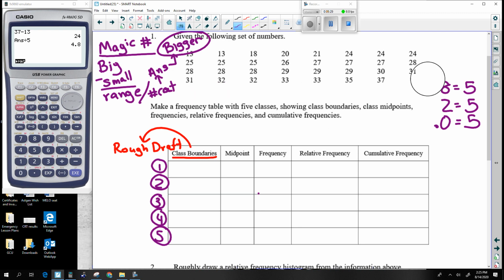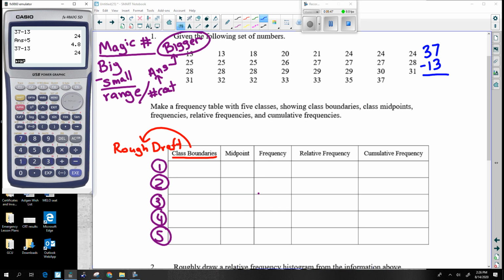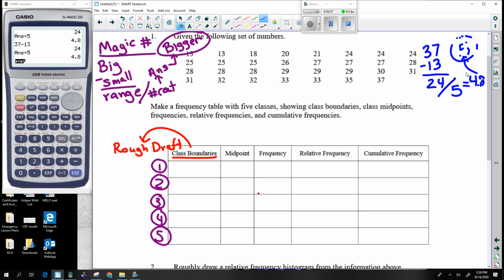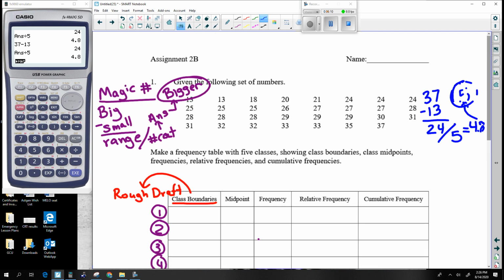Okay, so I'll walk through this one and let's create the magic number for this problem. Again, 37 is the biggest number. I subtract 13. This makes that range. So 37 minus 13, I have a range of 24. What do I do with that? I divide by the number of categories that I need to have, and that happens to be the number 5. That gets me to a number of 4.8. And then what do I do with that number? I always make it bigger. So that becomes the number 5.